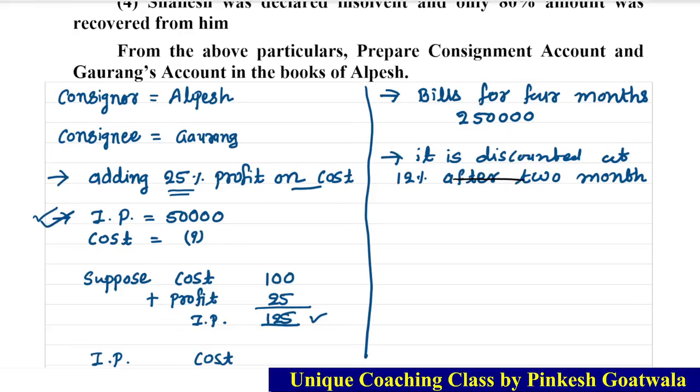Forget this after 2 months. The only point is we discounted at 12%. So we have to find out discount. Okay, apne discount find out કરીશું. So how much discount? Total bills 250, rate of discount 12%, and the bill is for 4 months, તો આપણે 4 months નો discount calculate કરીશું. So answer is 10,000.